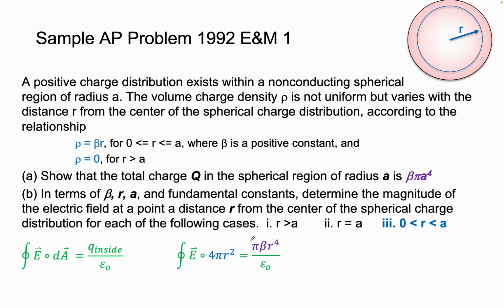The total charge inside of my Gaussian surface, whoops. Oh, wait, this is inside. I'm sorry. Is going to be this r here, not a, because we're not dealing with the whole thing. It's just the charge in this region, which we know in general is given by this expression. And in that case, we get that.